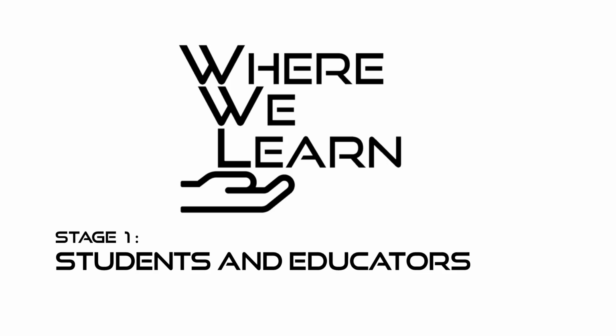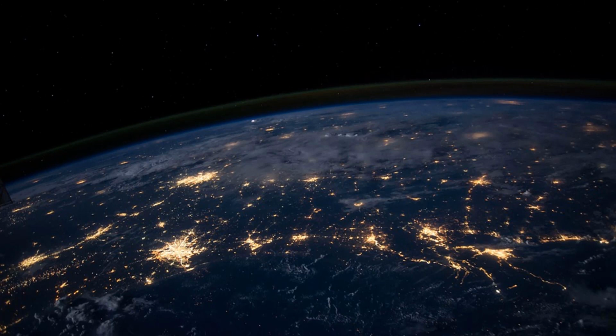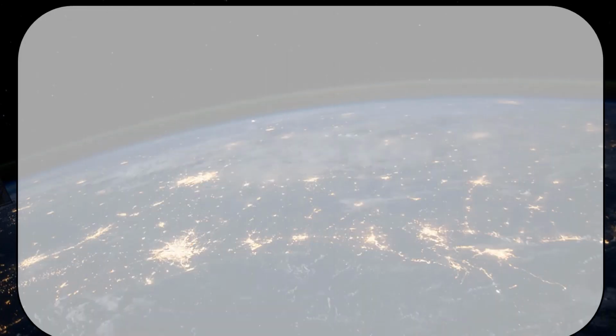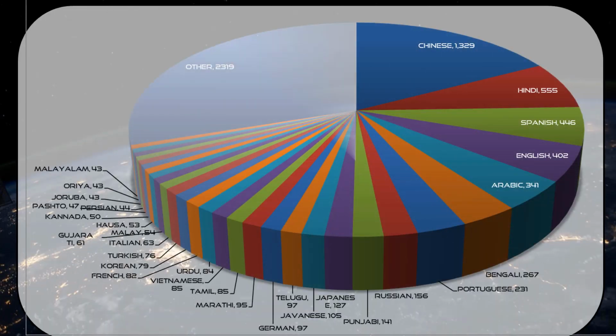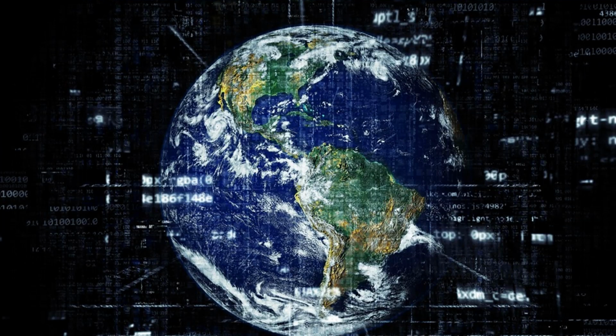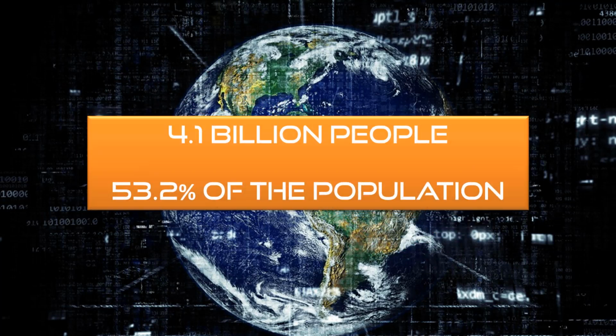So what is Where We Learn to students and educators? According to UN data, there are 7.7 billion people on the planet in 2019. Yet of those, only 402 million people count English as their mother tongue. 4.1 billion people are internet users, which means 53.2% of the global population has access to the internet.